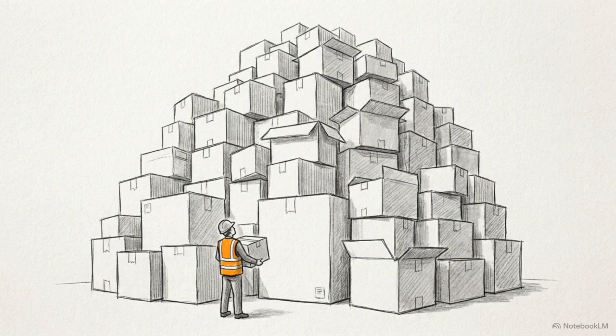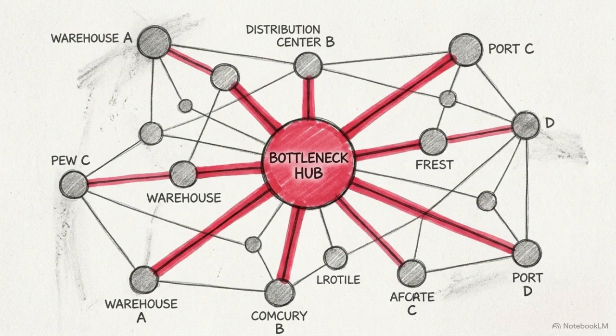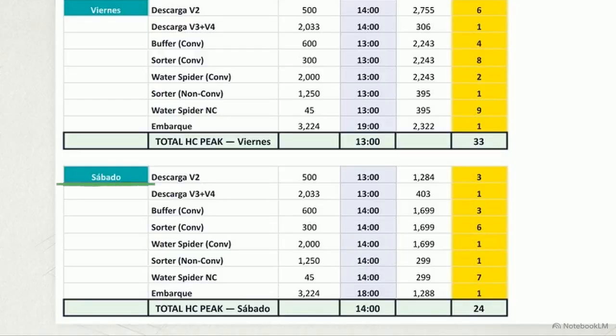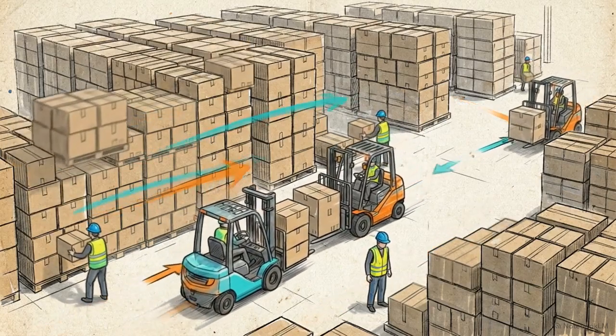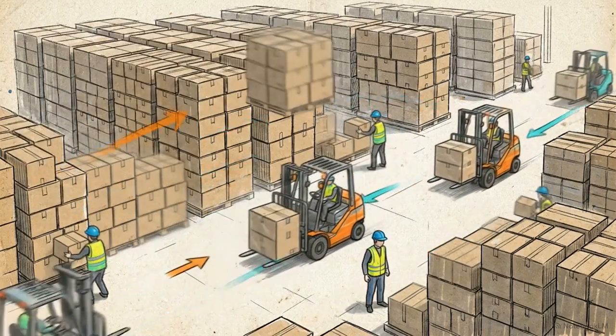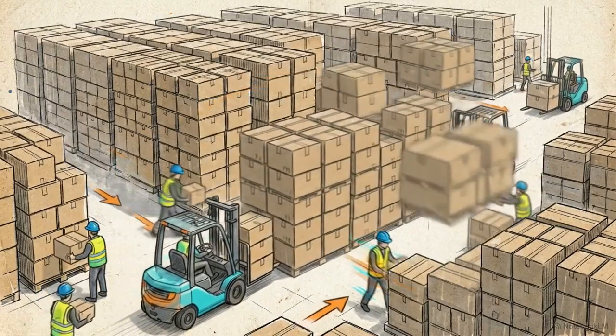Missing that target by even a few people during the peak hour guarantees a backlog, which then cascades into the subsequent shifts and slows down the entire network. But this peak requirement is not static. Looking at Saturday's data, the total incoming volume tapers off, and the required peak drops down to 24 people. Daily operational capacity has to be reverse-engineered directly from these isolated hourly peak constraints, never the daily average.